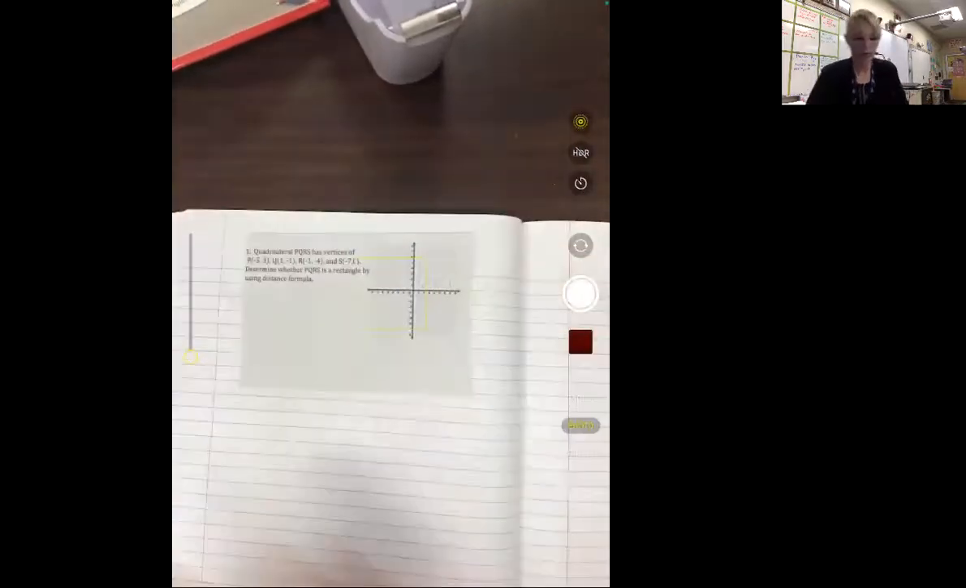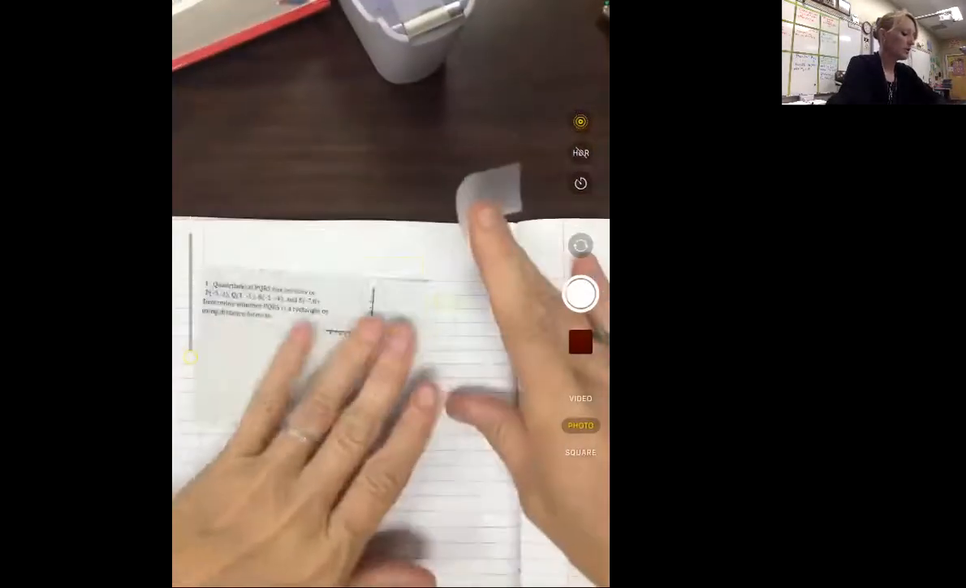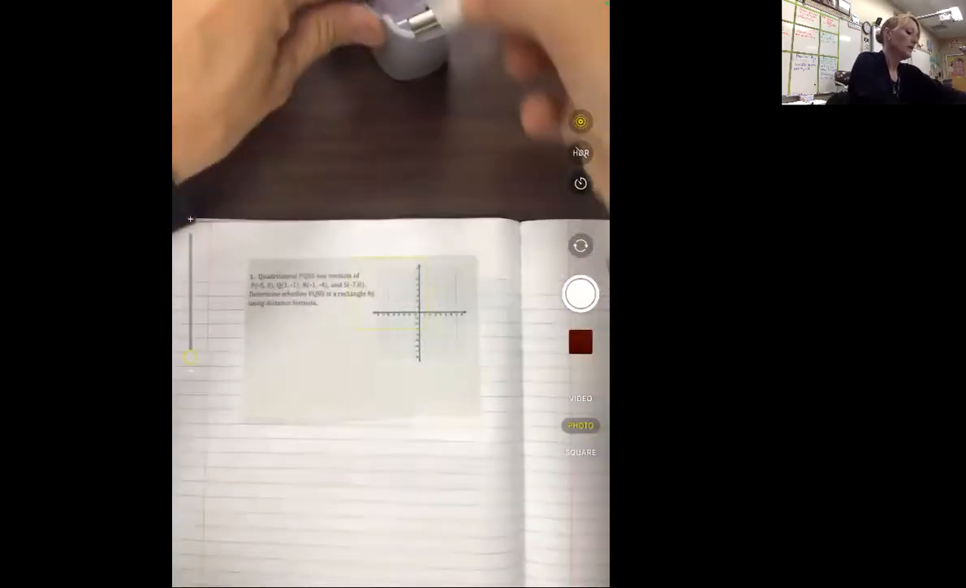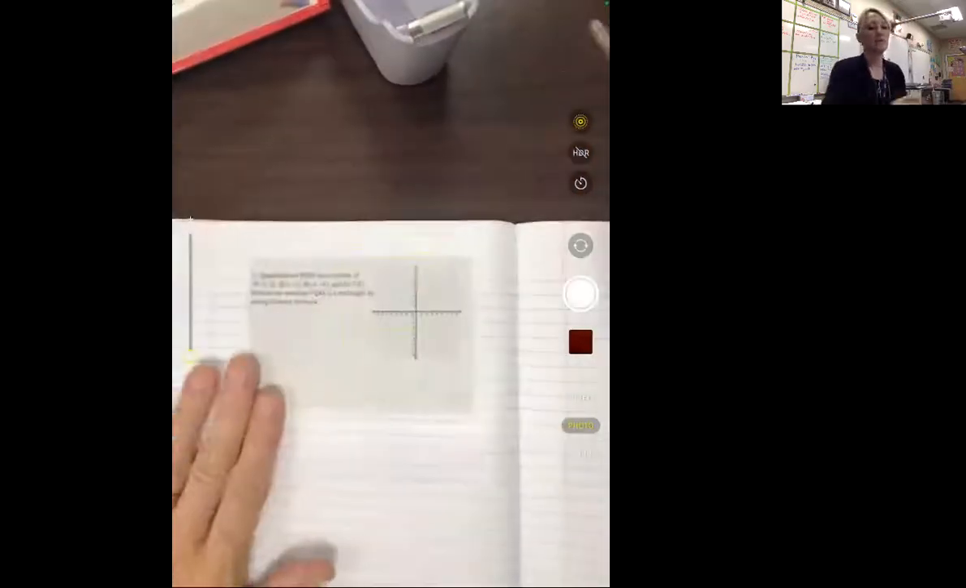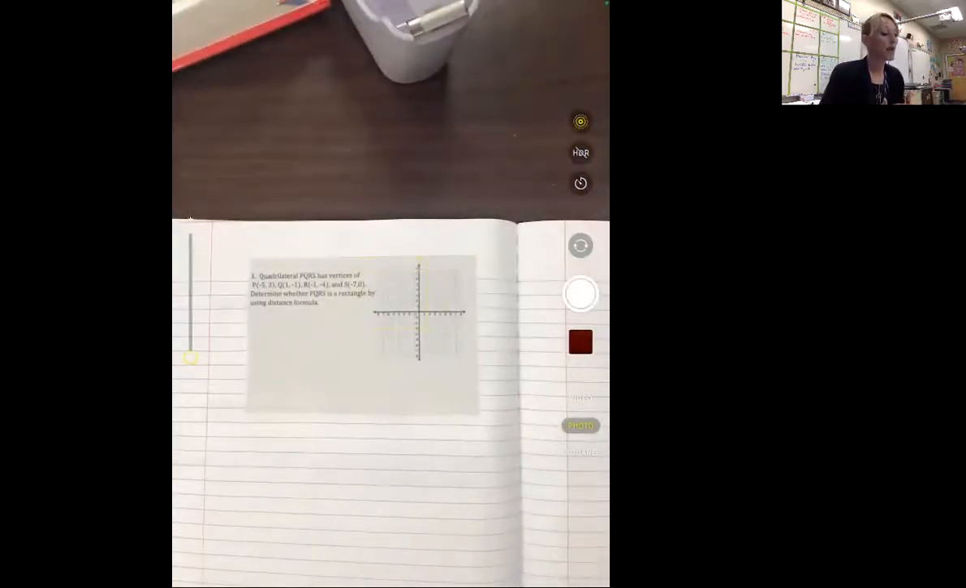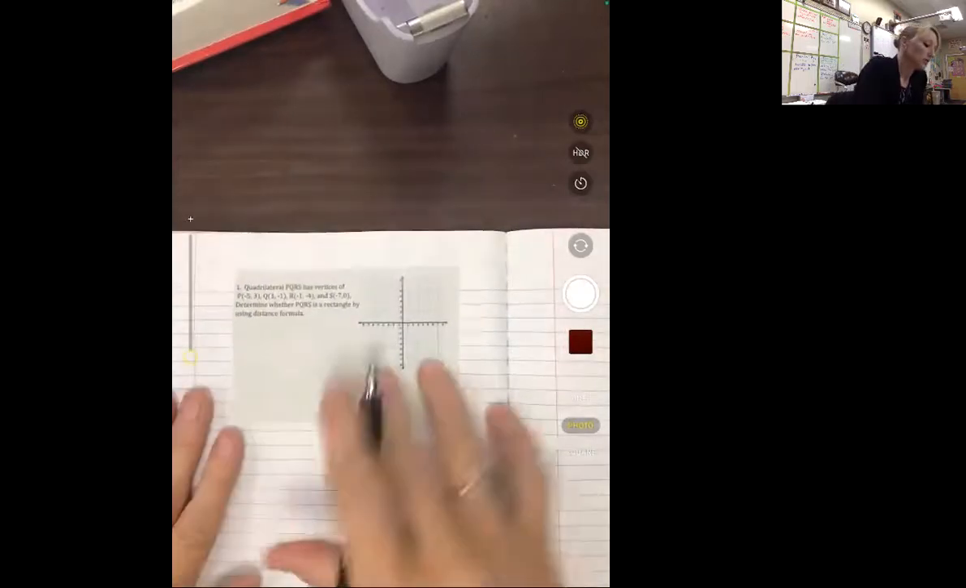It says that quadrilateral PQRS has vertices, and we're going to determine whether it is a rectangle using distance formula. Now these are really particular. You're going to have some that say find them using distance formula and others using slope formula. We know that we can find perpendicular lines through slope. And if you can show perpendicular lines, you can show 90-degree angles. That gives us the ability to find out if we have 90-degree angles, which in turn can prove that something is a rectangle. So let's go ahead and plot this first.